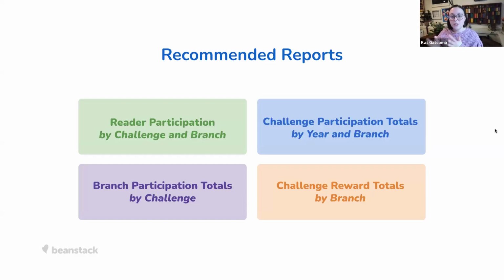And then we also have some additional branch reports. The branch participation totals is a quick look at progress and completion. And then the challenge reward totals by branch is another good one. So you can look in and see for any rewards that you have added to your summer challenges or any challenge you're running throughout the year. You can go in and see, okay, how many have been redeemed? How many are not redeemed? Again, as you're thinking about prize inventory for the next year.